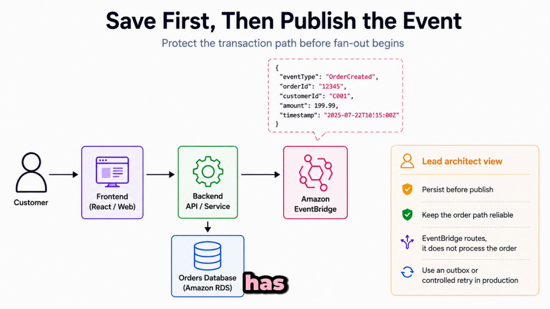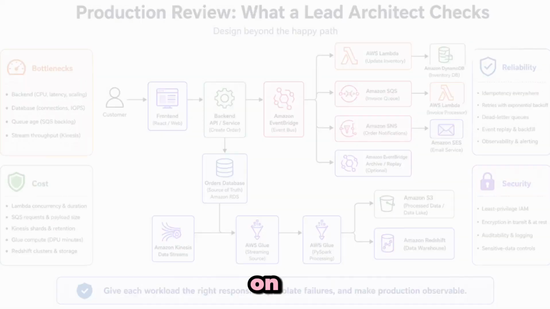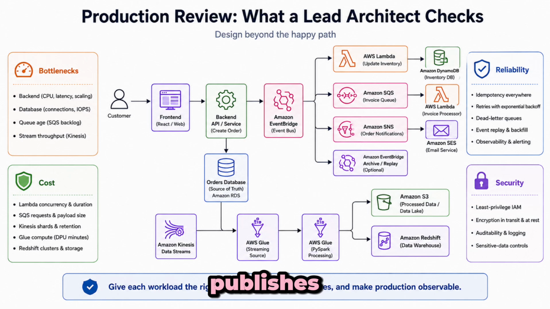Once EventBridge has that event, this is where the architecture starts to fan out. On the left, our application publishes the event into EventBridge. EventBridge now routes that same business event to different consumers based on rules. Take the first branch. Inventory needs a fast update, so we can invoke Lambda and update the inventory database in DynamoDB. The second branch is different.